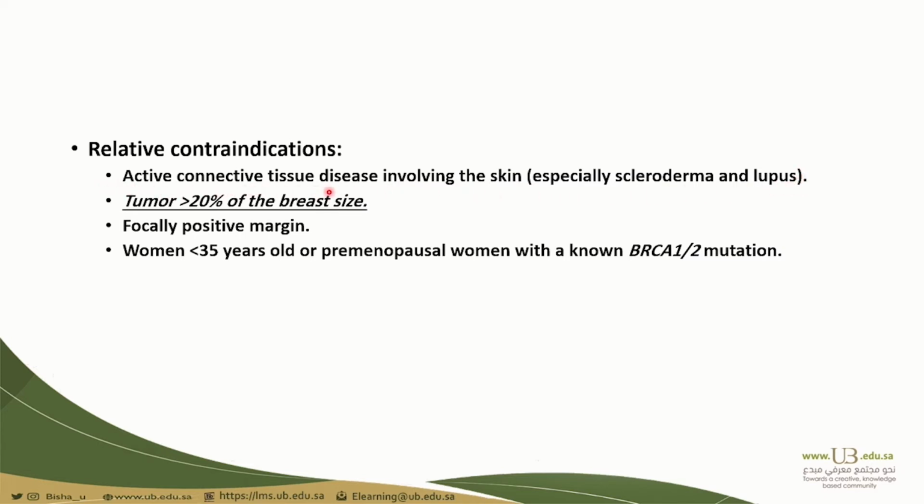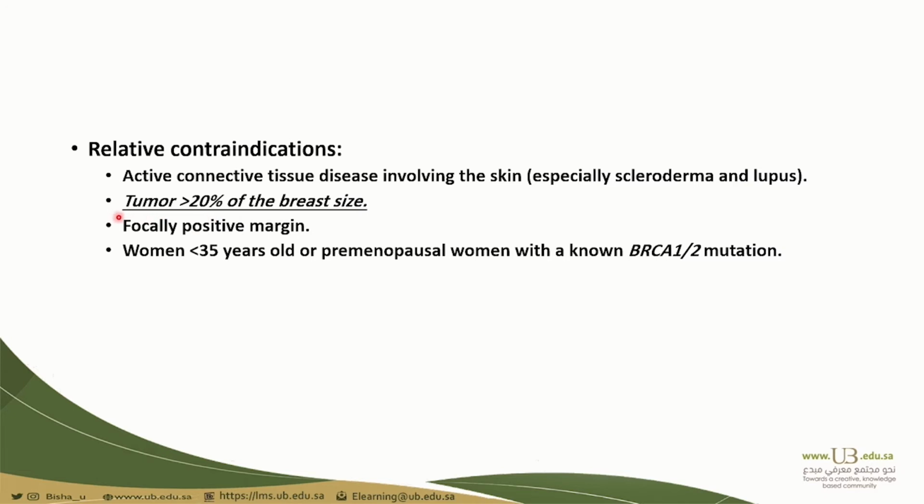And why is this? Because those patients cannot receive radiation therapy. So any contraindication for radiation therapy in the patient is a contraindication for breast conserving surgery, because one of the essential components of breast conserving surgery is radiation therapy. If the tumor is more than 20% of the breast size, then if you do a partial mastectomy for the patient, the breast volume will be very small and it will be a disfigured breast. So the patient cannot undergo breast conserving surgery.